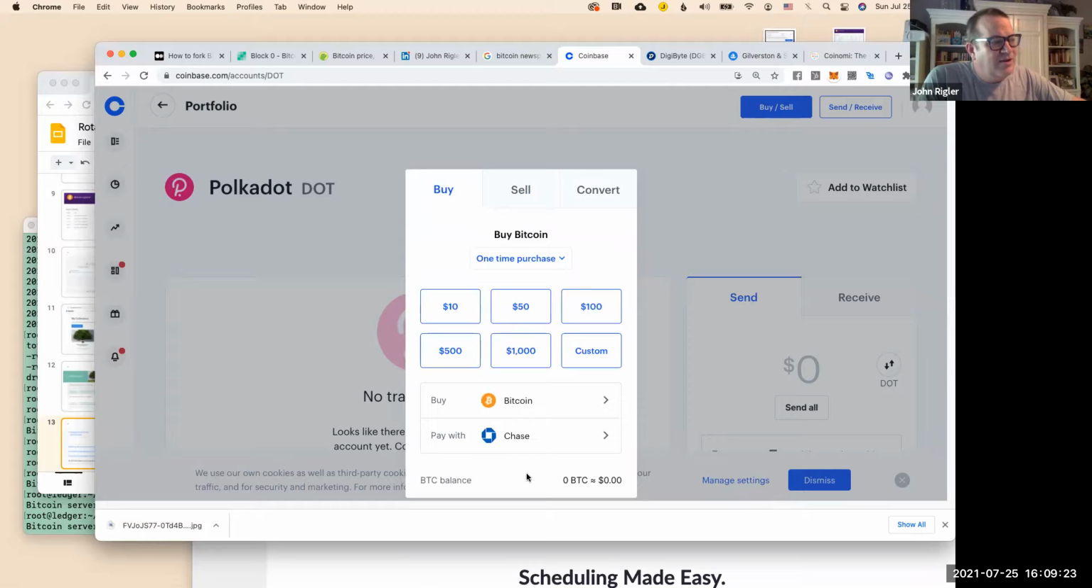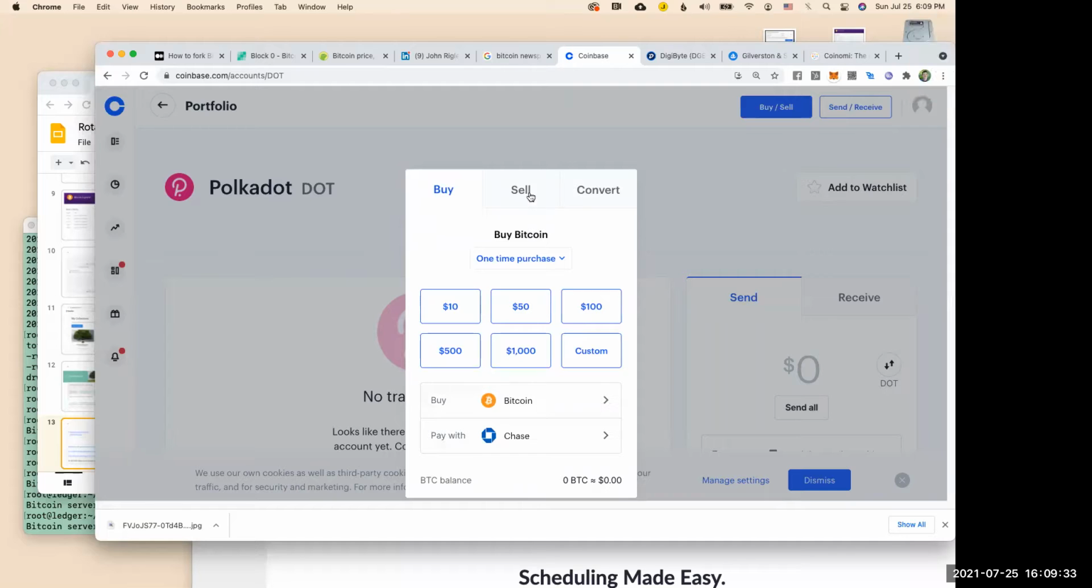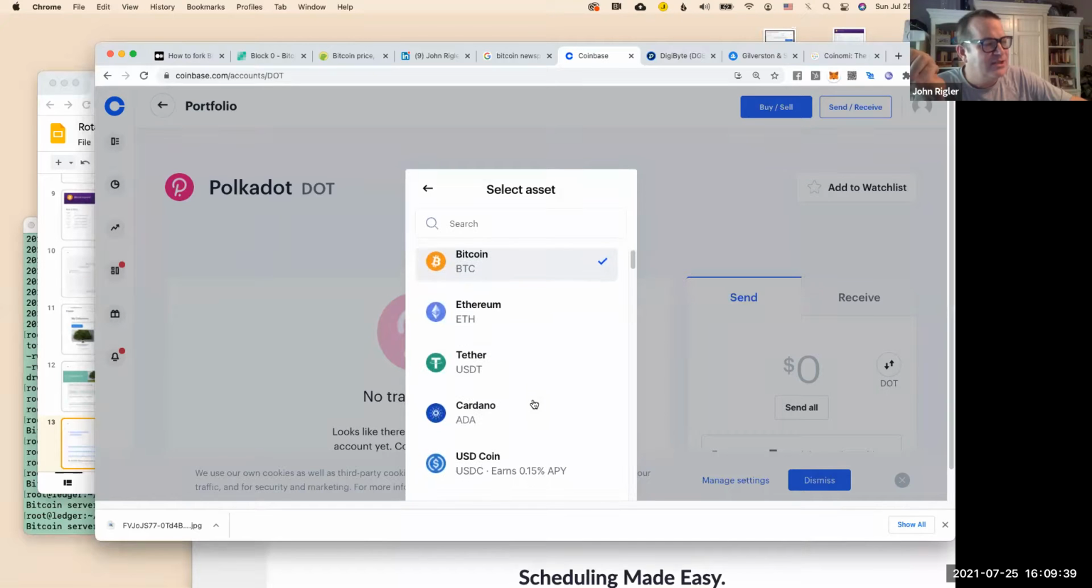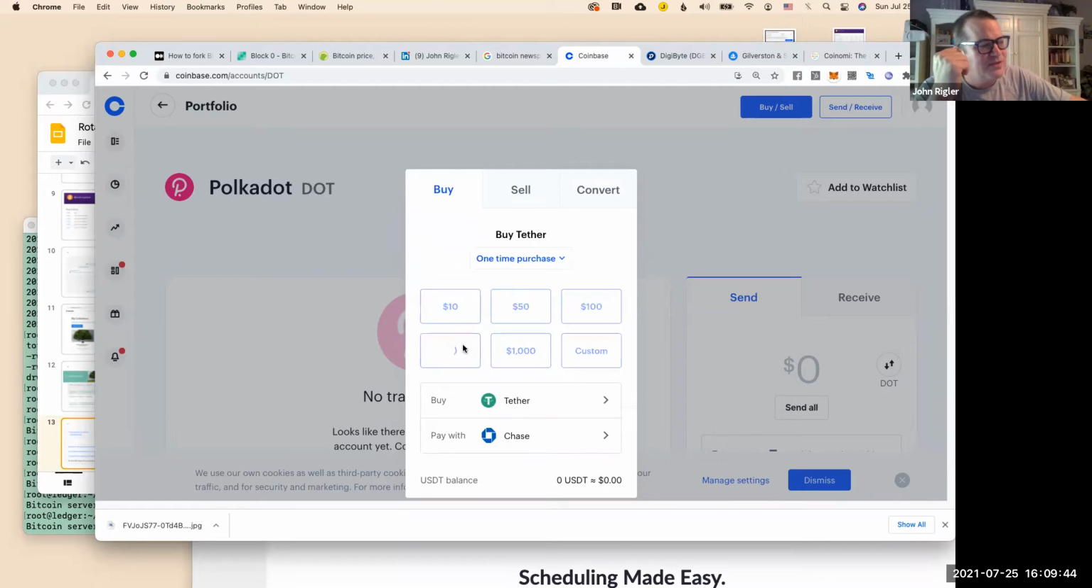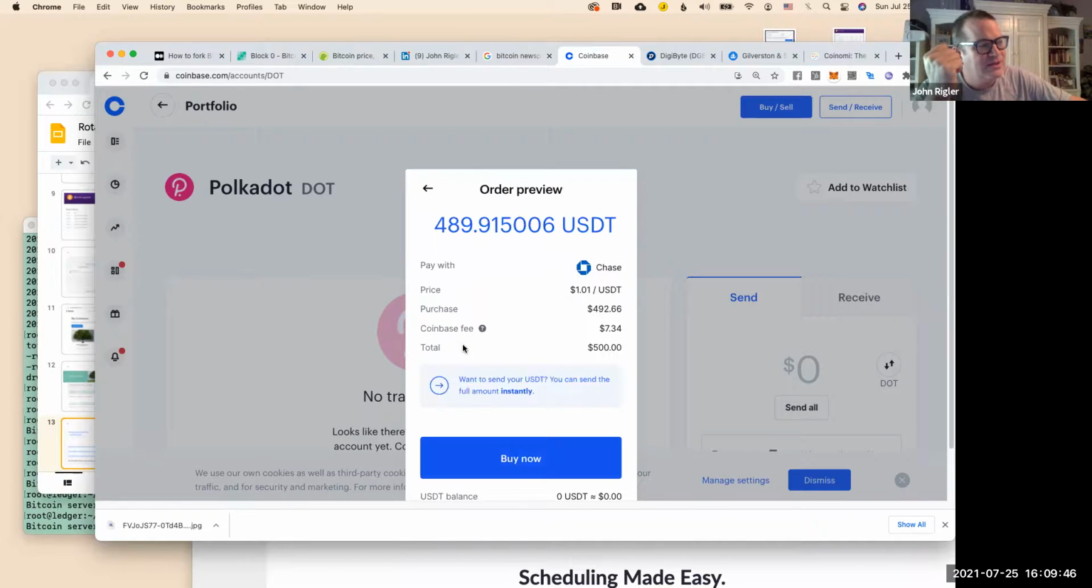And it gets interesting because, of course, you don't have to buy Bitcoin from Coinbase. If you know somebody that has some, they can give it to you. Gotcha. But let's see another example. Let's look at Tether, right? So let's do $500 in Tether. See, same thing, $7.34.